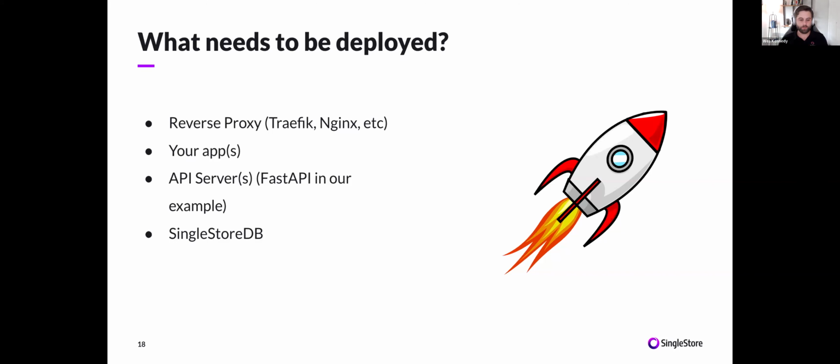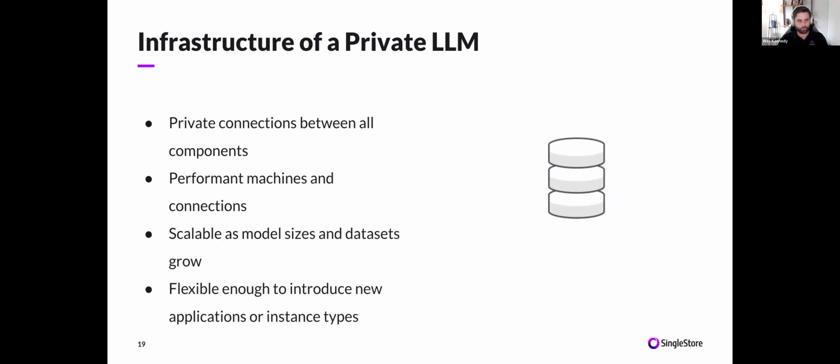Obviously, you could break that out to a gRPC connection out to something else that would be running the actual AI component of it. So you may have a couple more things to deploy there. And then, of course, you need a SingleStore database as well. So what does the infrastructure look like?